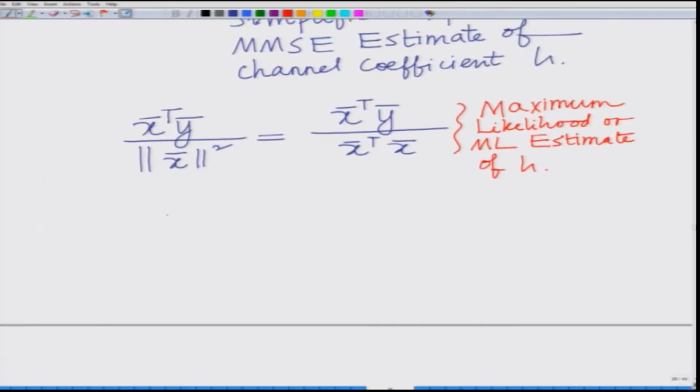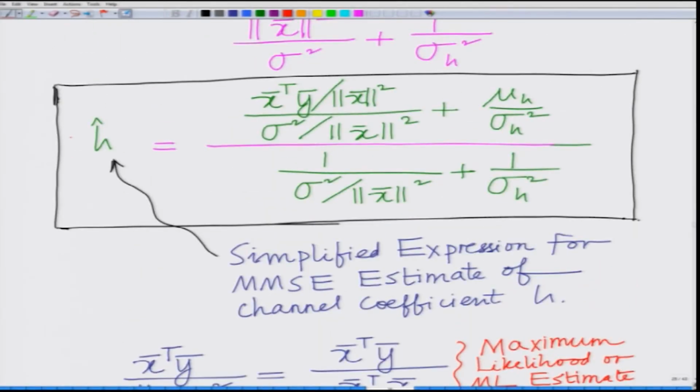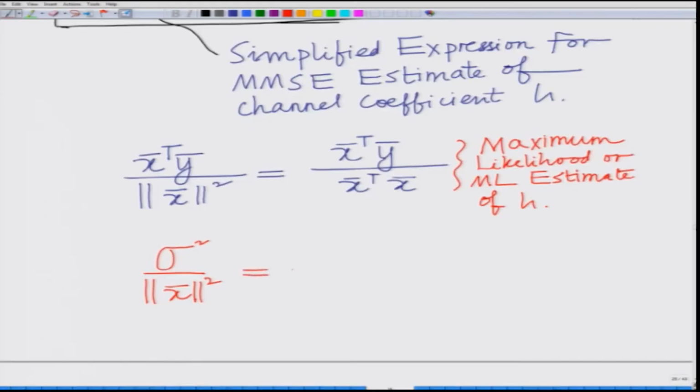And what is the other quantity? Remember, there is the quantity sigma square divided by norm x bar square. The first quantity is the MLE, the maximum likelihood estimate. This quantity sigma square divided by norm x bar square is the variance of the maximum likelihood estimate.